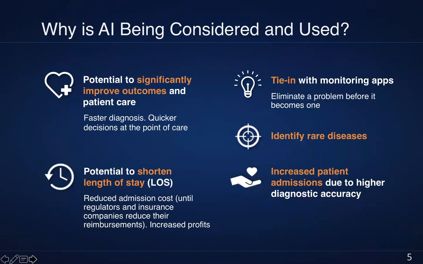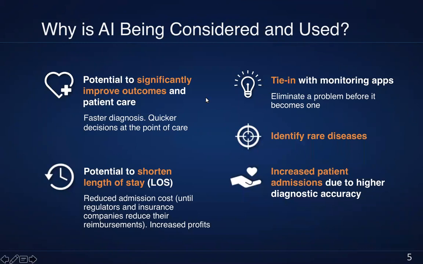That will reduce the admission cost. Unfortunately, at least in the United States, that's until regulators and the insurance companies find out that, hey, it's costing them less, so let's pay them less. That's just the name of the game, unfortunately. But what it can also do is increase profits. If you have as few as a half a dozen admissions where a radiologist may not have thought the patient needed to be admitted, in the case, for example, of an intracranial hemorrhage, and AI found it, and so you admitted the patient instead of not admitting the patient, you can generate increased profits through that as well.